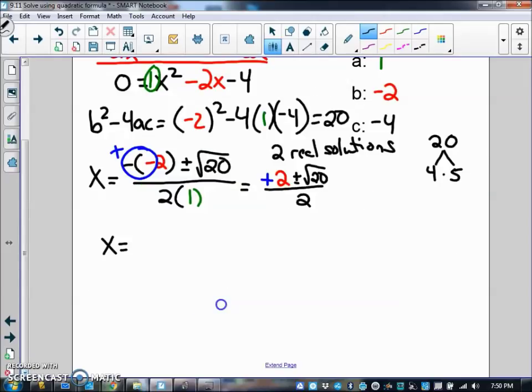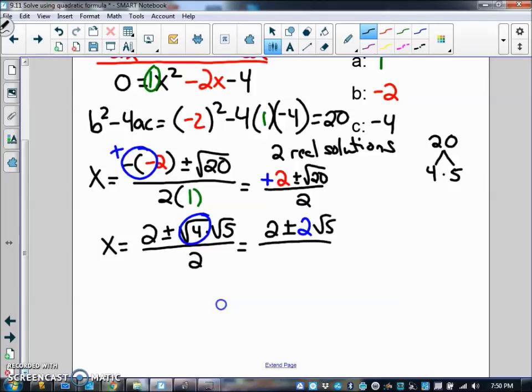So again, I can rewrite this solution as x is equal to 2 plus or minus the square root of 4 times the square root of 5 all over 2, which means I get 2 plus or minus, well, the square root of 4, again, as we've examined, is 2. So I get 2 plus or minus 2 radical 5 all over 2. My 2's in the numerator cancel out with the 2 in the denominator. And I end up with 1 plus or minus radical 5. So my radical solutions are x is equal to 1 plus radical 5 or 1 minus radical 5.